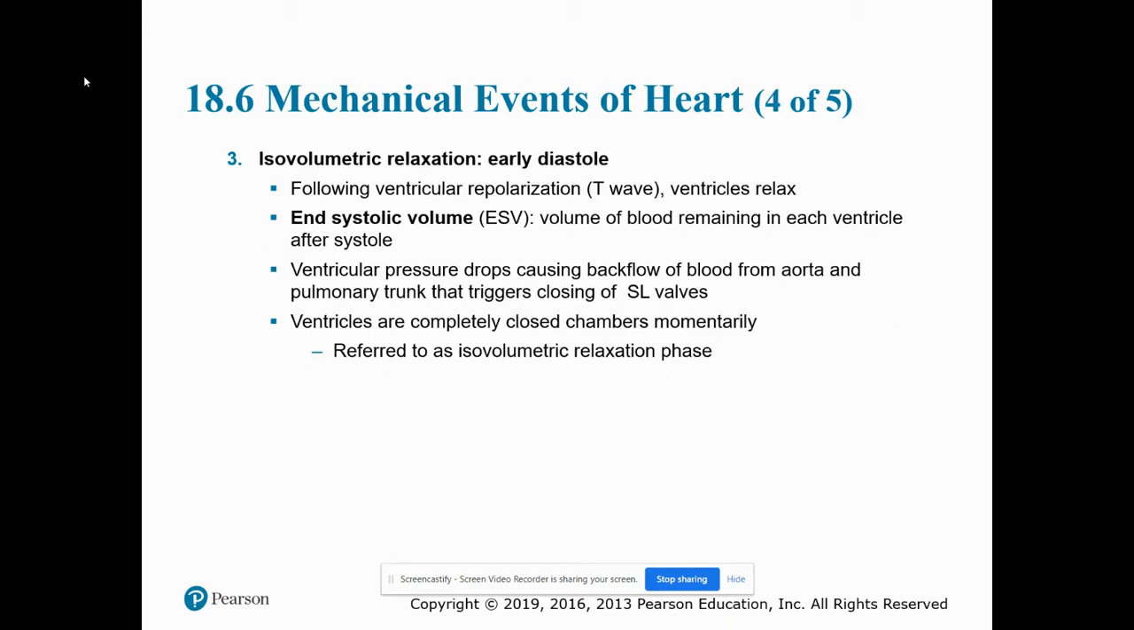And then we have the third and final part. Following ventricular repolarization, the T wave, the ventricles relax. And then we introduce another term, end-systolic volume. And this is going to be the volume of blood remaining in each ventricle after systole. And then ventricular pressure drops, causing backflow of blood from the aorta and pulmonary trunk, and this is going to trigger the semilunar valves to close. Then the ventricles are completely closed chambers momentarily, and this is going to be referred to as isovolumetric relaxation.